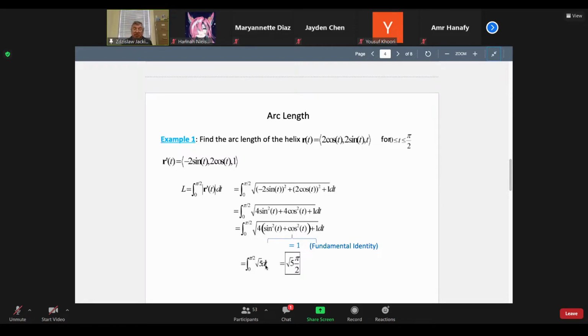Any questions? If you integrate this, you get square root of 5 times pi over 2, where pi over 2 is the length of the interval. Again, a routine thing.